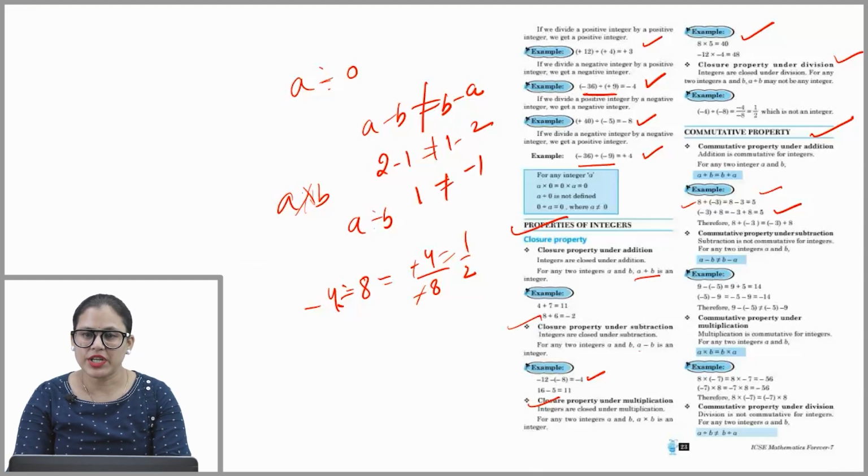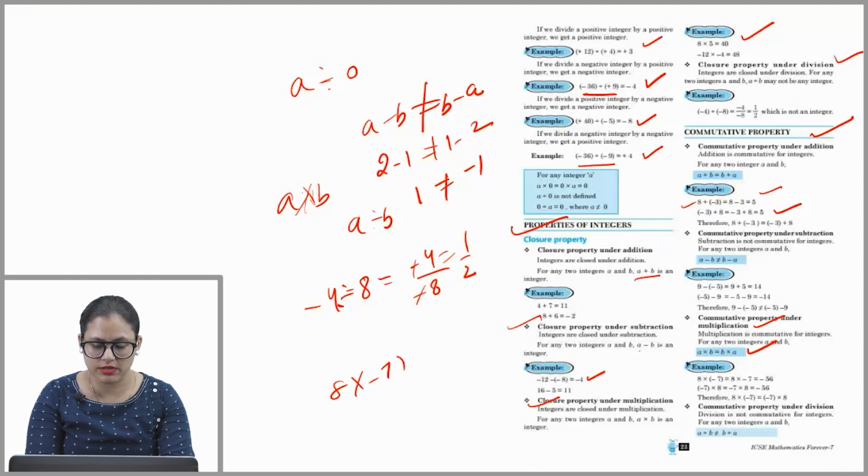Okay. Commutative property under multiplication. Multiplication is commutative for integers. For any two integers a and b, a into b is equal to b into a. Okay. Example, 8 into minus 7 is minus 56, and minus 7 into 8 is also minus 56.